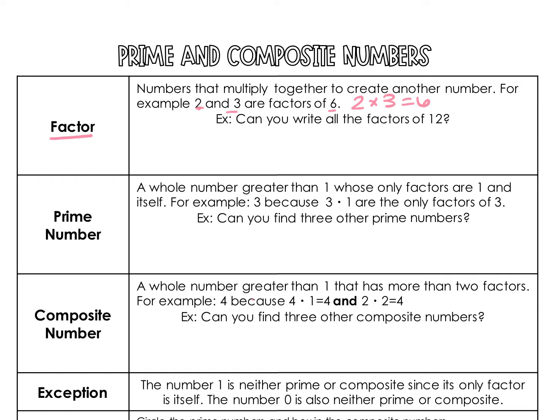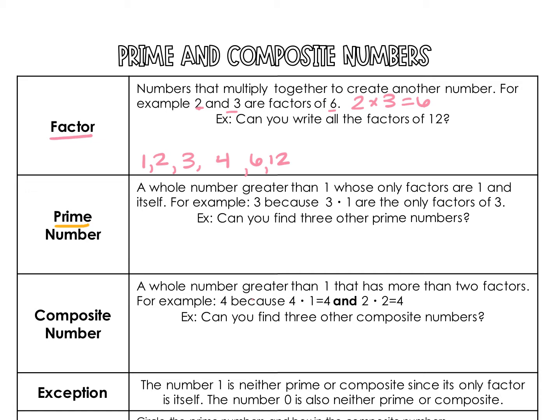So when I'm looking at factors of 12, I know that 1 times 12 will give me 12. 2 and 6 will give me 12. And 3 and 4 will give me 12. So those are all of the factors of the number 12.